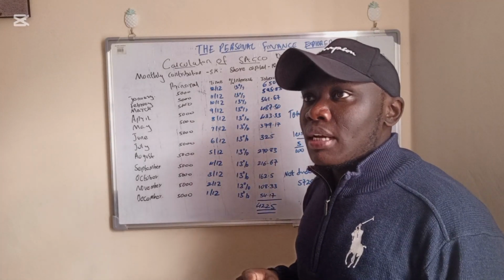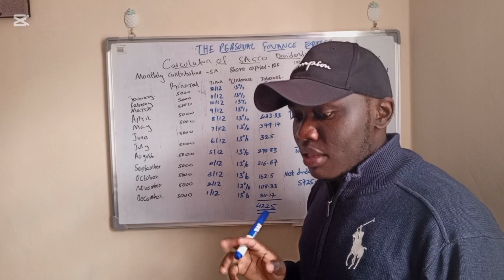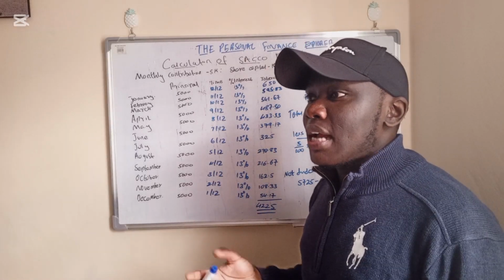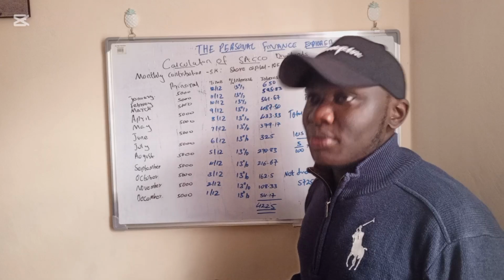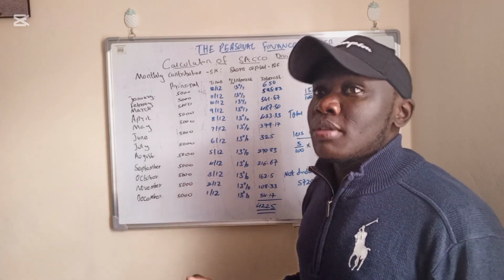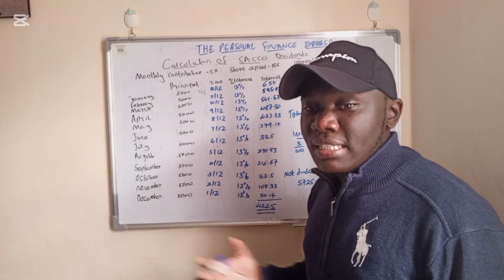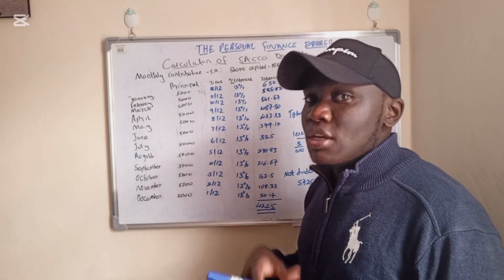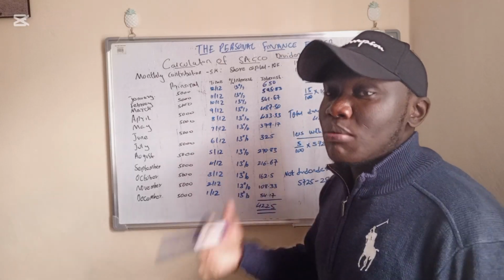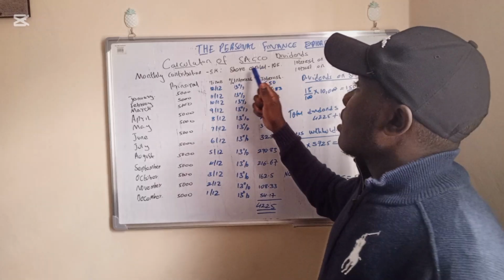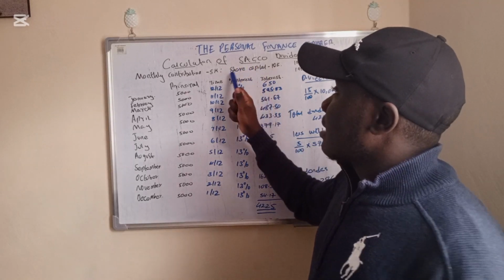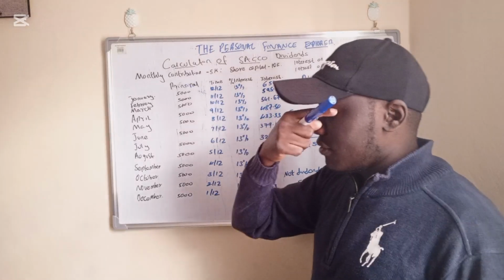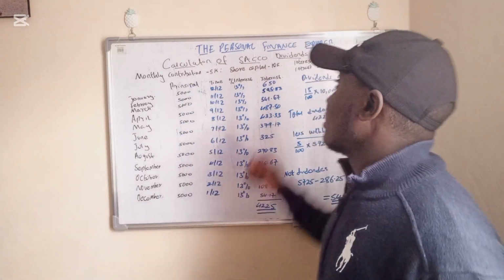If you are new to SACCOs, there's what you call the share capital. Let me just call it a deposit that you can never withdraw, that you have to deposit with the SACCO. Each SACCO has its minimum share capital that you must hold. So I'm assuming that the guy has a share capital of 10,000 and makes a contribution of 5,000 per month.